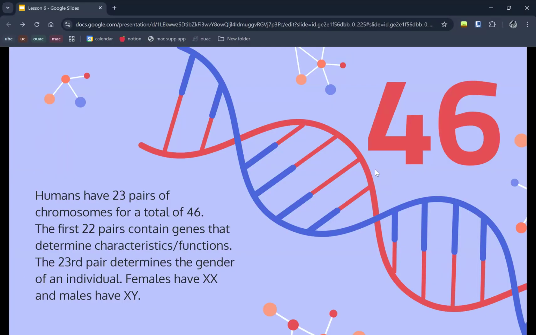So going back to chromosomes, we talked about how they are in pairs. In humans, we have 46 chromosomes, which are 23 pairs of chromosomes. The first 22 pairs of chromosomes are autosomes. These contain genes that determine most of the body's characteristics and functions. If you think of auto, that normally has something to do with the body. And then the 23rd pair of chromosomes are your sex chromosomes, X and Y, which determine the gender of an individual. Females have 2 X chromosomes and males have 1 X and 1 Y chromosome.